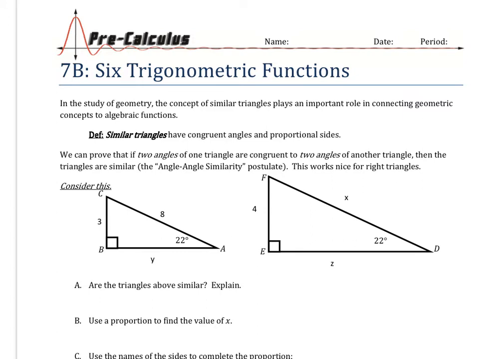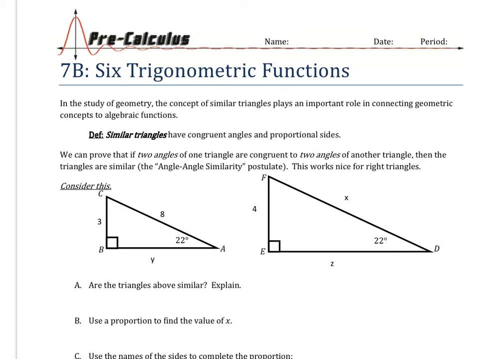One way that we can prove that two triangles are similar is if we have two angles that are congruent to two angles of another. We call that angle-angle similarity. So here we have two triangles. They both have a 90 degree and a 22 degree angle. So these two triangles should be similar. They are similar, in fact. Similar means they are proportional. Their sides are proportional and their angles are equal.